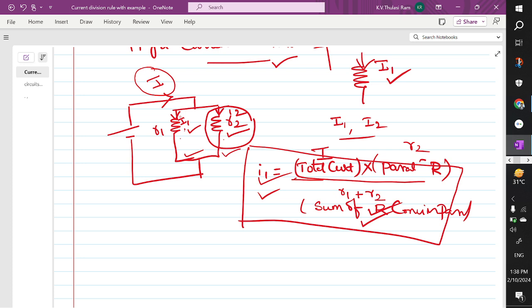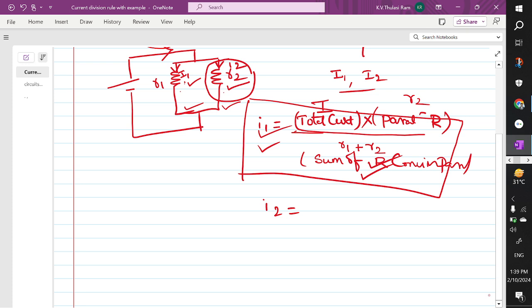Similarly, I would like to find I2. So how to find I2? I2 follows the same application. The total current is I amperes, and I want to find the current I2. The resistor in parallel to R2 is R1, divided by the sum of resistors connected in parallel, and those two resistors are R1 plus R2. So this is how to find the current I1 as well as the current I2.